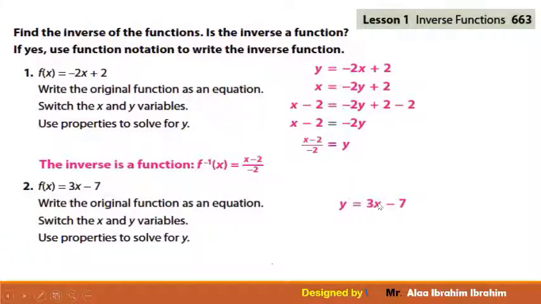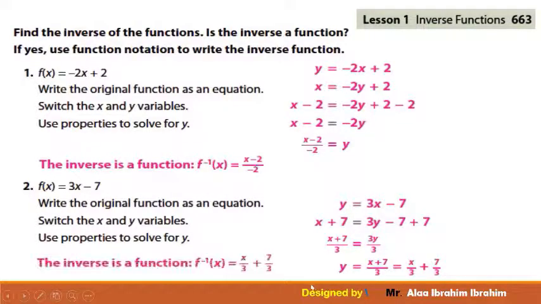Then I add 7 to both sides to cancel this. So this will be 0, and 3y. Then I divide by 3. So this is my final form: x over 3 plus 7 over 3. We can write it in this form or this form. But I have to change this, because this is my inverse, and write it like this. Okay? I think it's easy to make the inverse for any function.